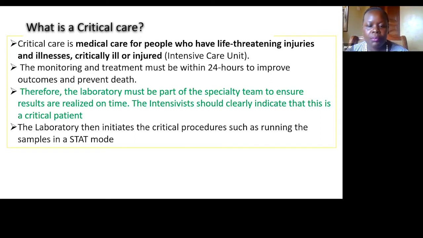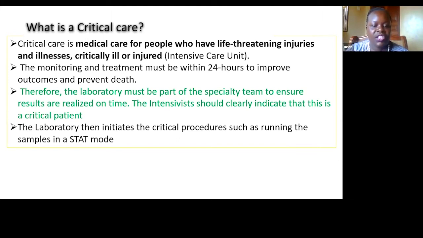So that's why it's very important for the lab and the intensivists, or the lab users, to be in good working relationship to ensure all this is defined. And the team of the laboratory should be aware that there are critical instances where it's a matter of life and death, and they should really up their game.